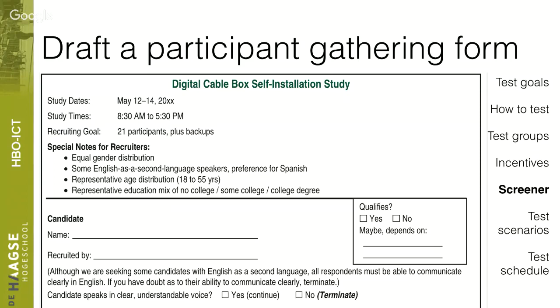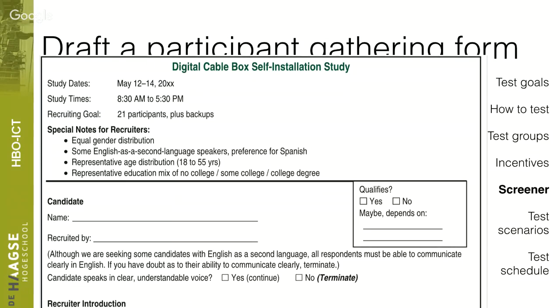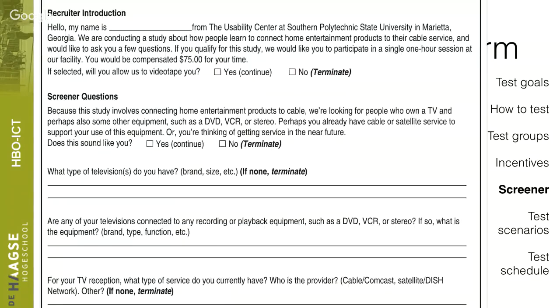So you get their name, who recruited them, and then you say like, okay, do you speak English as a second language? Yes or no. If no, terminate, because we are looking for people who are speaking English as a second language. So this is like a checklist that you go through in your experiment, and if the answer is no for any of these questions, so are both your eyes working correctly? Yes, no. If no, then terminate. Okay, sorry, we cannot use you in the experiment. Thank you very much for your time.